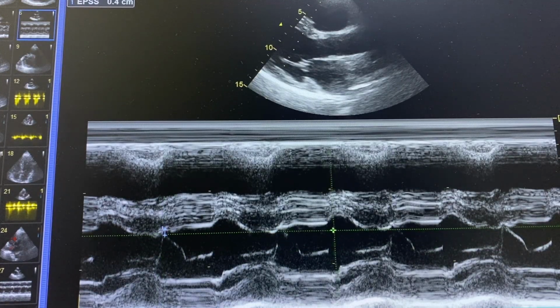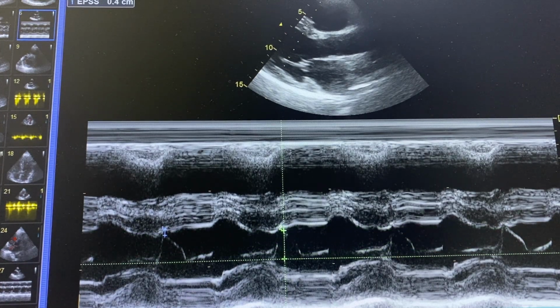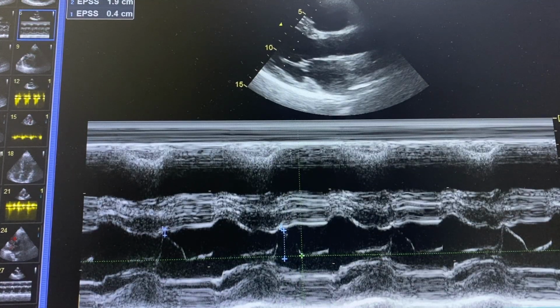Otherwise we can measure a lot of stuff from here up to here. You can measure the EF slope. Yeah, that is it. That is it for M mode at the level of LV.